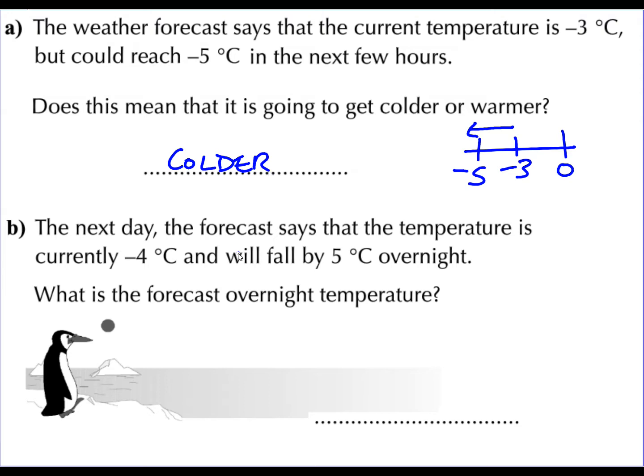The next day, the forecast says that the temperature is currently -4 degrees and it will fall by 5 degrees C overnight. What is the forecast for the overnight temperature? So again, if I sketch my number line so I don't make any mistakes, I know that I'm at -4 degrees at the moment and it's going to fall. So it's going to decrease by another 5. So I need to go 5 in that direction. So if I'm at -4 and I go 5 in that direction, I end up at -9 degrees C. So your answer would be -9 degrees C.